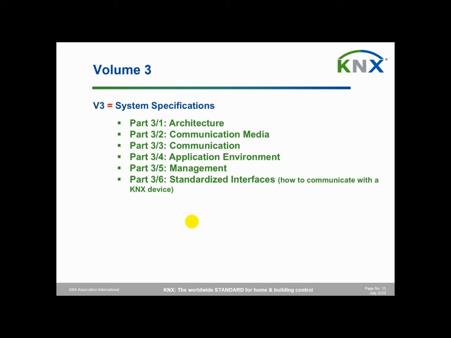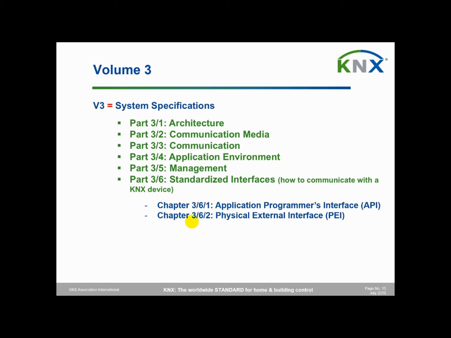Part 6 is about the standardized interfaces. So we can learn here how to communicate with a KNX device. There are different ways. There is chapter 1 that explains the details on the application programmer's interface, the so-called API. So if the profile comes with an API, well, then it's explained in this very chapter here. So that's one way to communicate with the device.